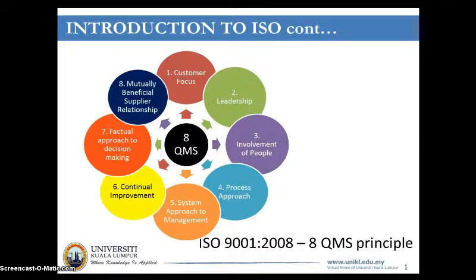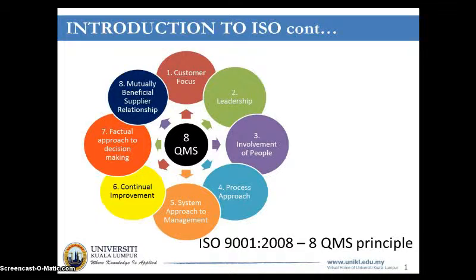This principle is closely related to clause 6.2.2. Next, the fourth principle is process approach, which focuses on the processes: what are the related activities required in the quality system to achieve the organization's objective. Next, the fifth principle is system approach to management, meaning how to manage these different types of processes in the organization and align them into one system.